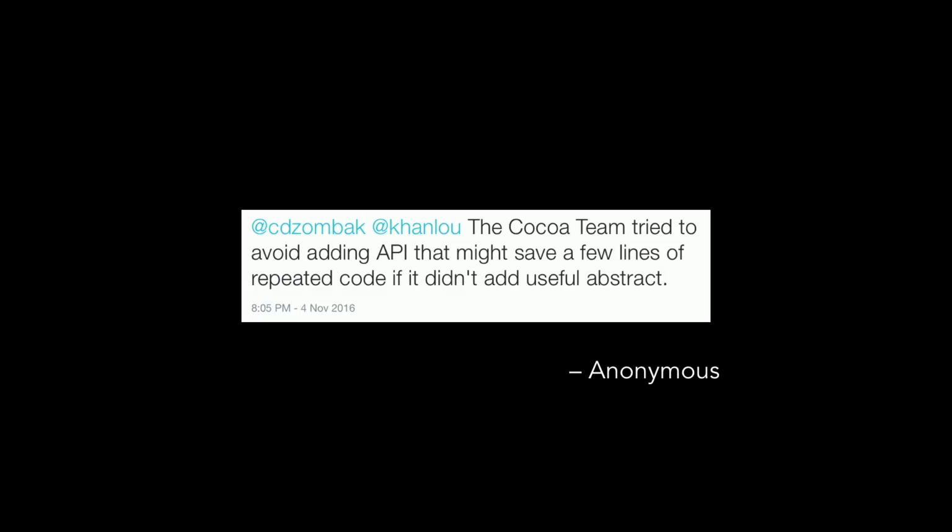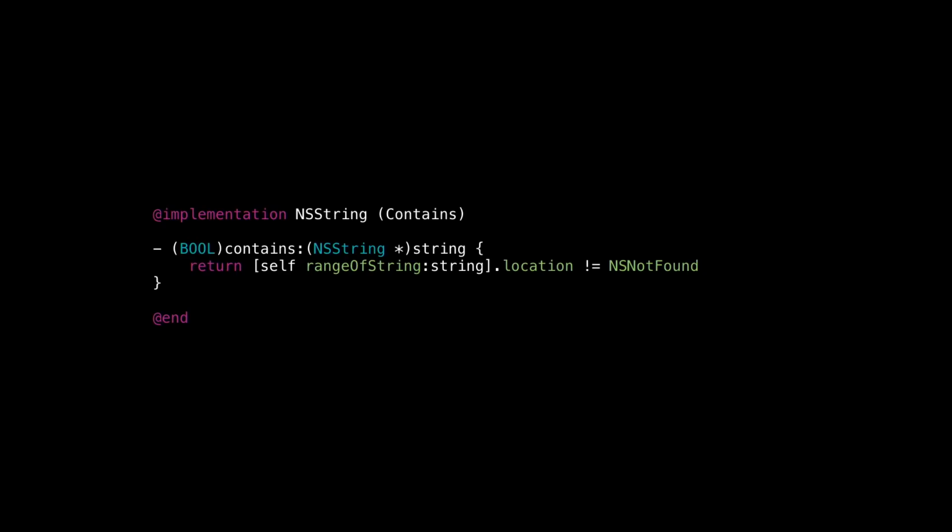But the way that we are supposed to solve this problem is that we're supposed to take this code that we find ourselves repeating and stick it in something like this. This is a category in Objective-C, known as an extension in Swift, and it lets us box up that code that we don't want to deal with and hide it away so that we can use it over and over again. Now, I don't think that this solution is satisfactory.